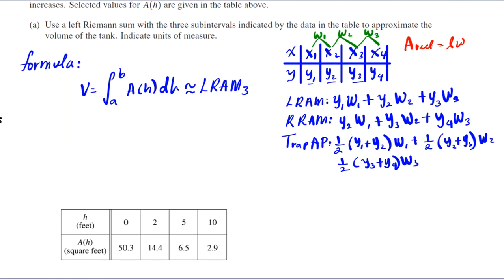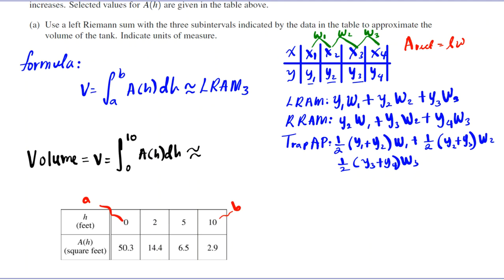Let's take a look at the table here. This is going to be our starting point, our A, and we're going all the way to B. So the volume for this scenario that we're dealing with is going to be, let's apply this formula to this situation. V is the integral from 0 to 10 of the area with respect to h times dh, and we're approximating this using the right Riemann sum with 3 rectangles. Alright, so let's do it.